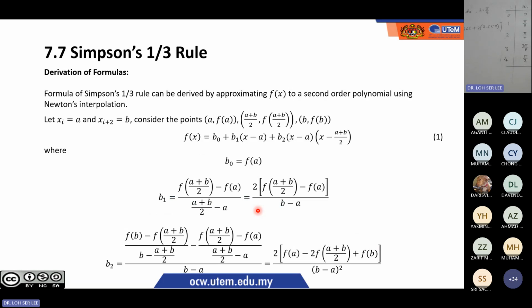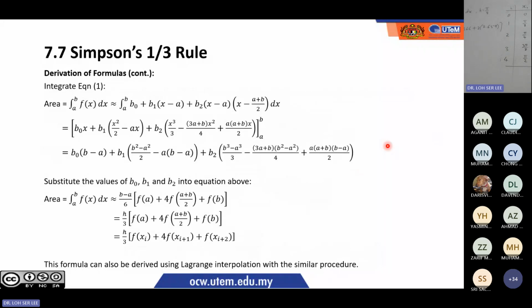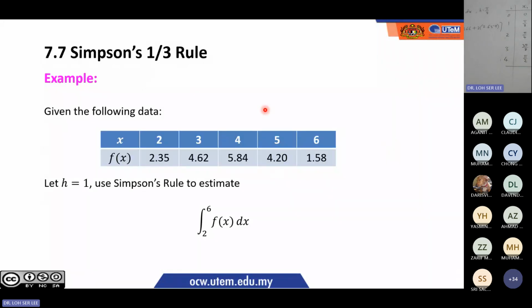Now this is the derivation of the formulas. This one you can go through on your own. I will go straight to the example. This is the given set of points. We want to use Simpson's 1/3 rule to estimate this integral from 2 up to 6.